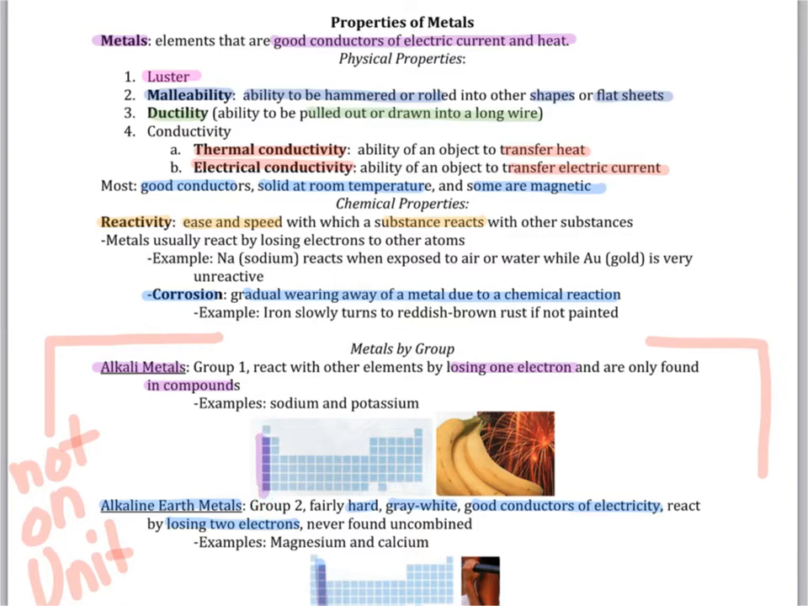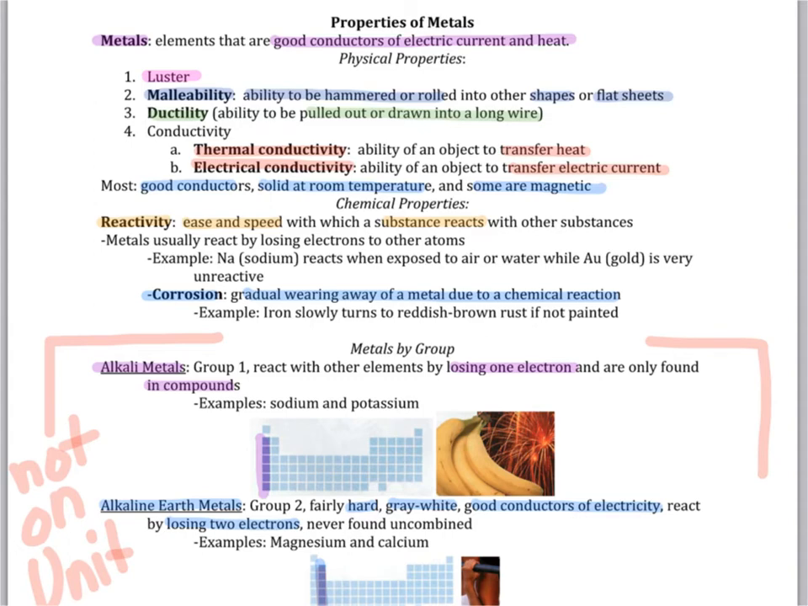They react with other elements by losing one electron and are only ever found in compounds. So examples of them include sodium and potassium. You can see that they include potassium in bananas. Sodium can be found and potassium can be found in fireworks.